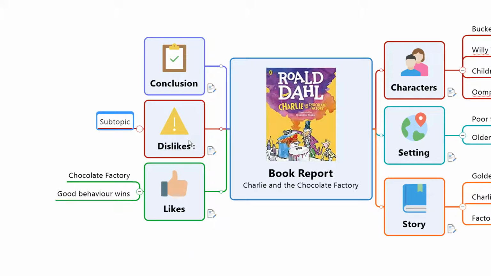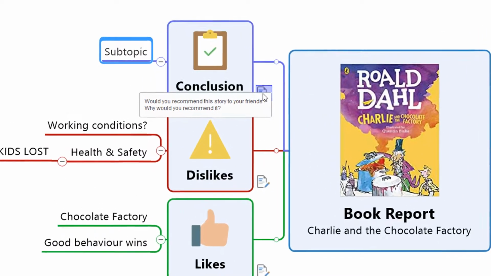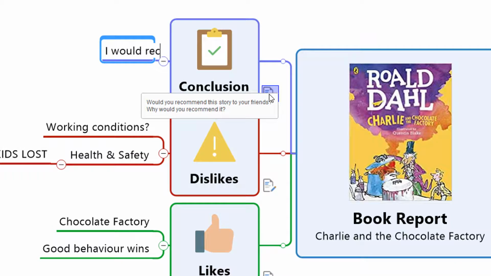In dislikes, we might take issue with the labor rights of the Oompa Loompas, or point out that allowing overweight children to be sucked into the pipework of a chocolate lake seems like one of many health and safety oversights that the book highlights. Finally, we've got some space for a conclusion that encourages students to think about how they wrap up their book report. Again, we might use that notes function to just give them some little prompts about what they might want to include in that conclusion.